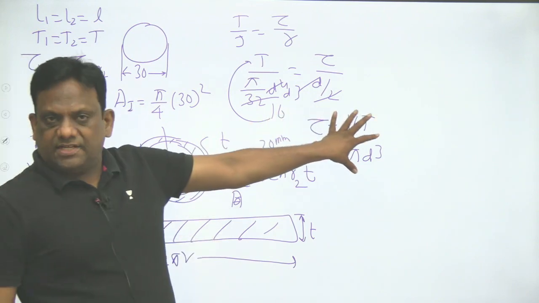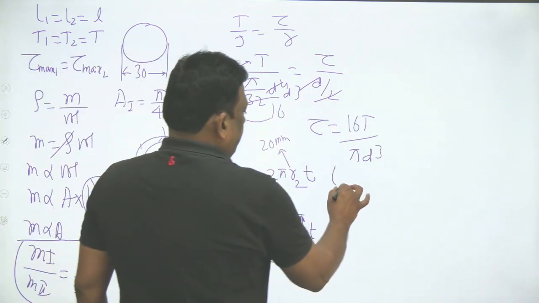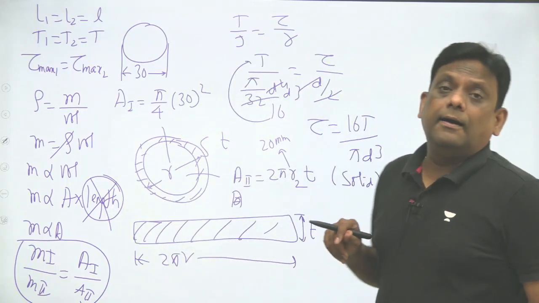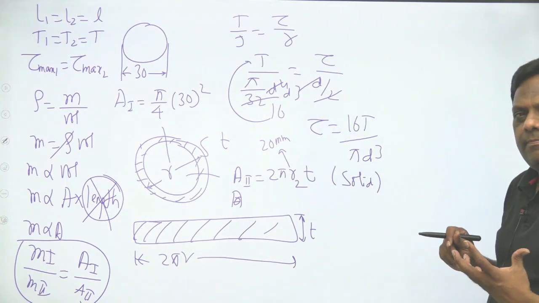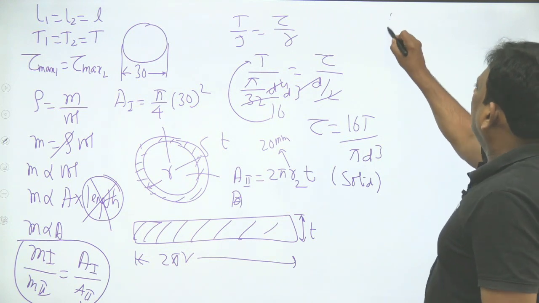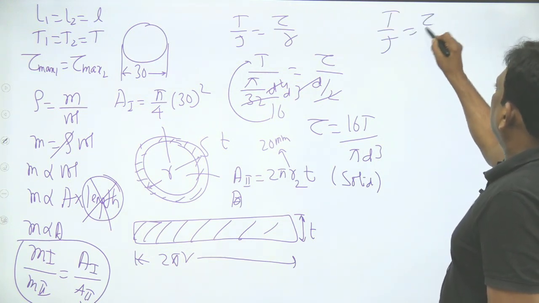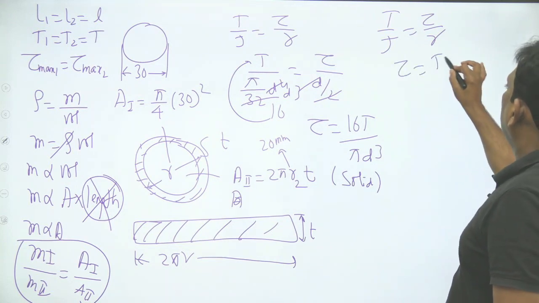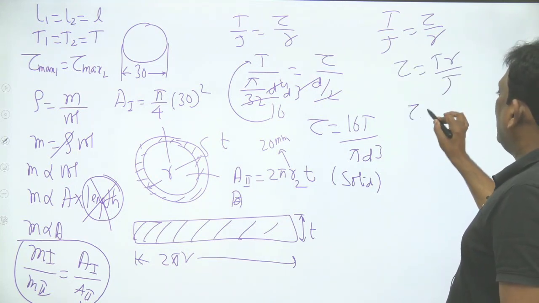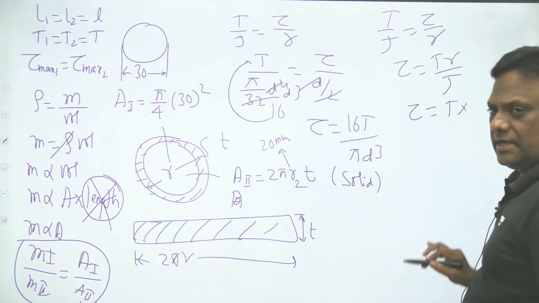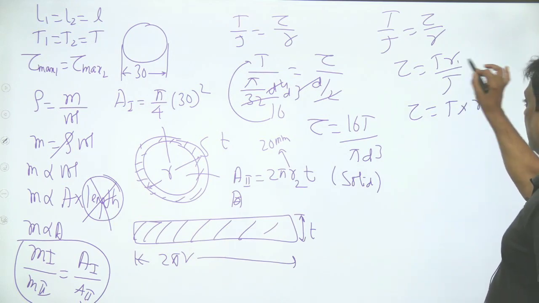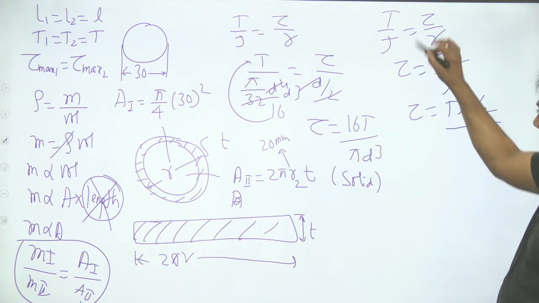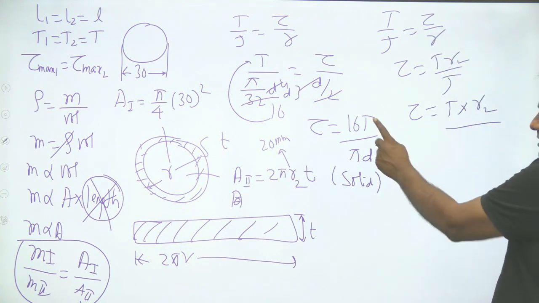This is the maximum shear stress for the solid shaft. And what about the circular cylinder? You know that again it is subject to torsion. T by J is equal to tau by R, so tau is equal to TR by J. T is the same in both the cases, R is the radius, but this is the second radius. Please note down that it is the second radius. Don't get confused with this R and that R.